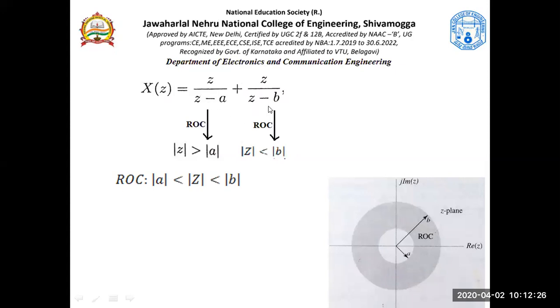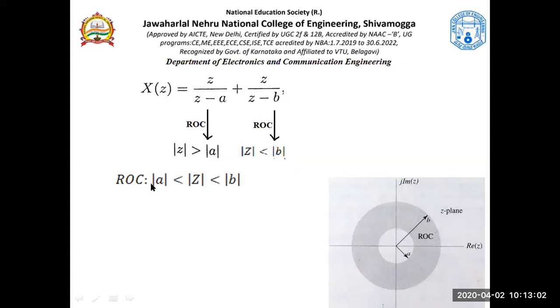Now this together is the z transform of double-sided exponential. So we need to combine these ROCs. We have written these ROCs separately for positive time exponential and negative time exponential, but since it's a combined signal, we need to combine the ROC also. See here, the ROC is combined. Get that point? So z is greater than a, z is less than b. That is combined.